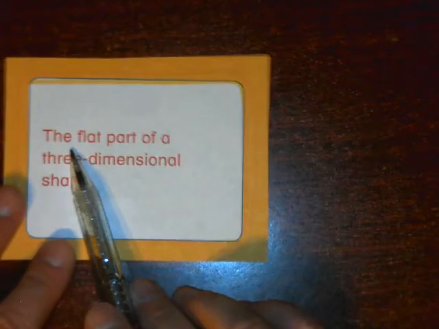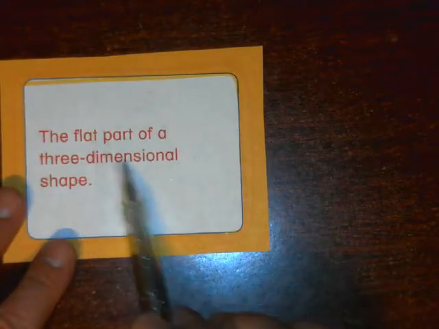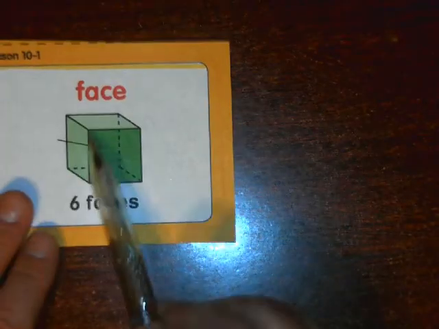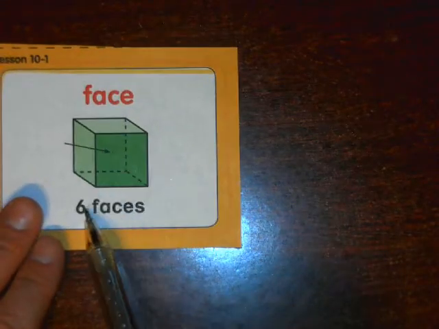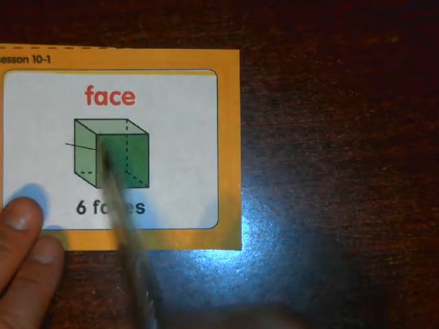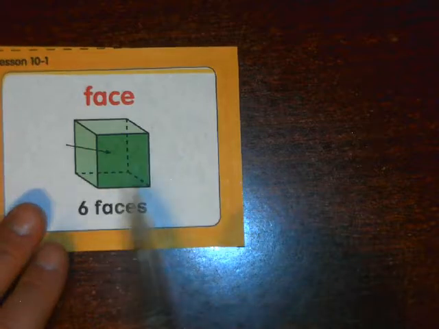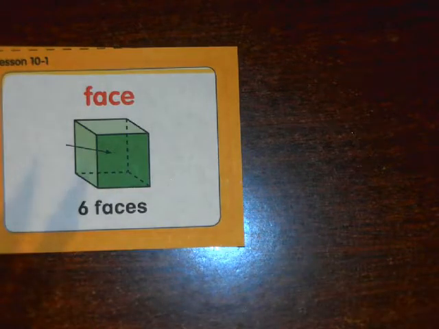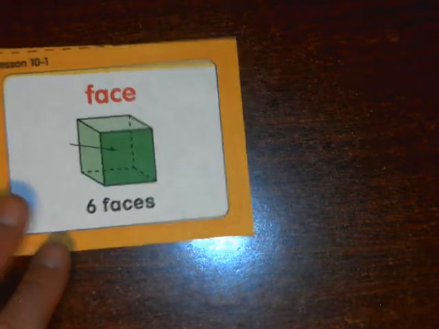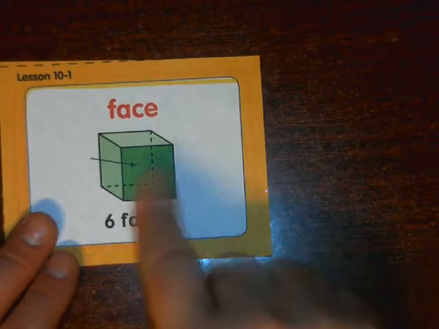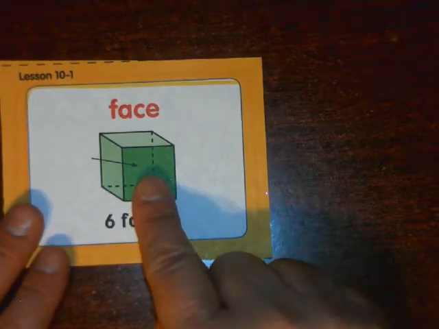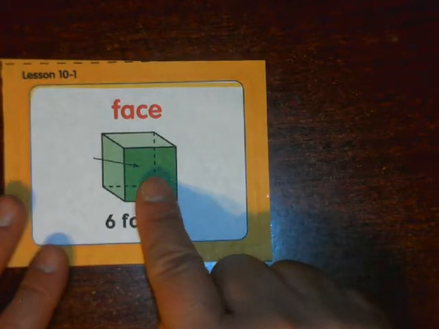Okay, a face is the flat part of a three-dimensional shape. So all these flat squares, the 6 flat squares put together make a cube. And again, make sure you watch that Brain Pop video because it'll talk about faces of three-dimensional shapes as well. It's pretty neat how they do it on the video.